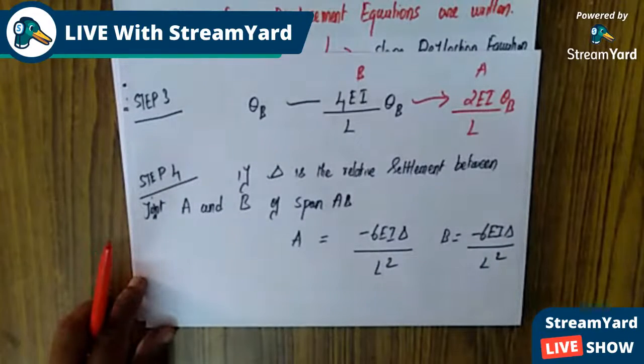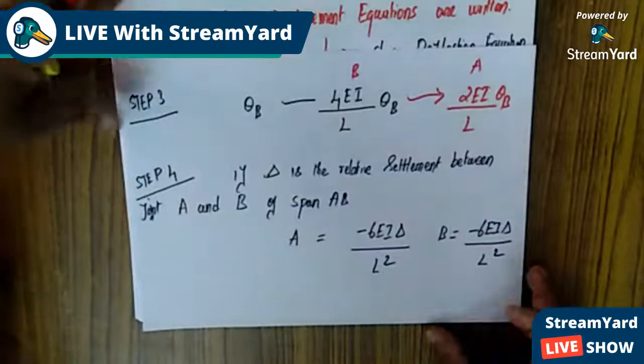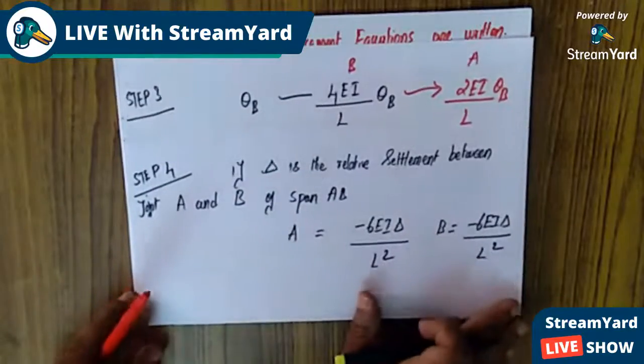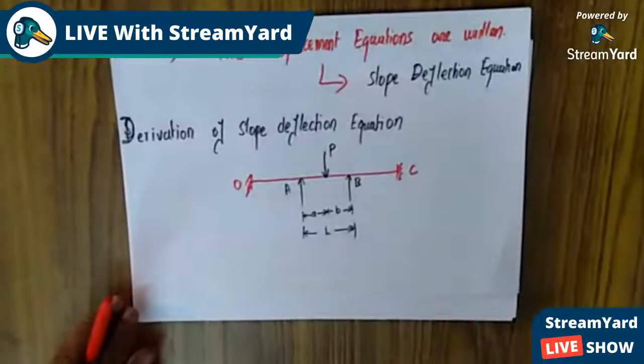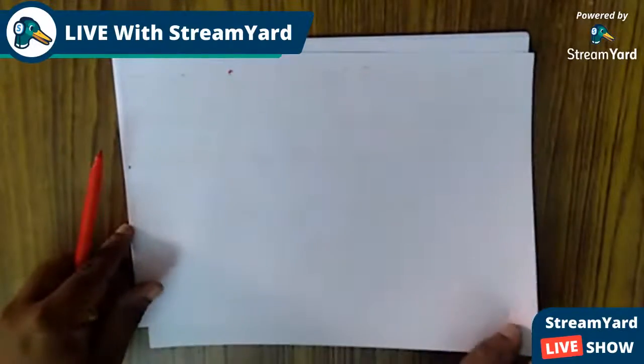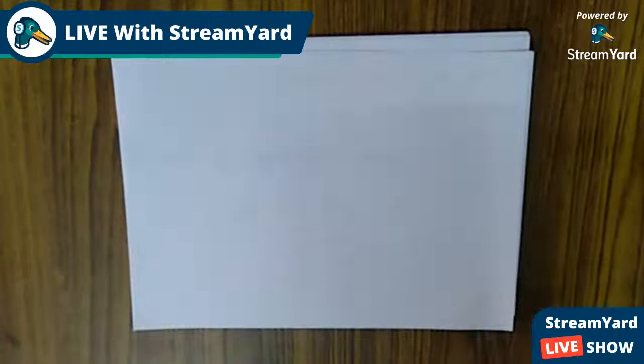So this negative means moments are produced when delta produces clockwise rotation to the member. This comes as a follow-up of my sign convention which I have already given. Next we will give the final slope deflection equation. For that, whatever moments we have derived over the 4 steps, we have to sum up, and then we will get the final moments at joints A and B.